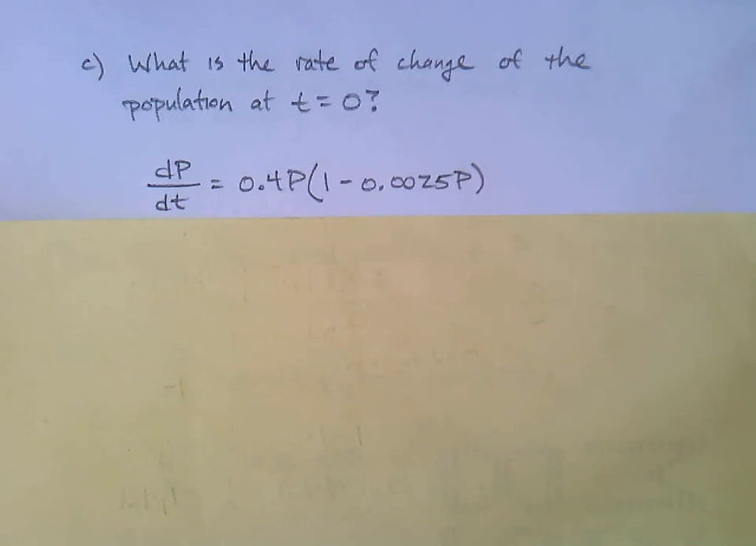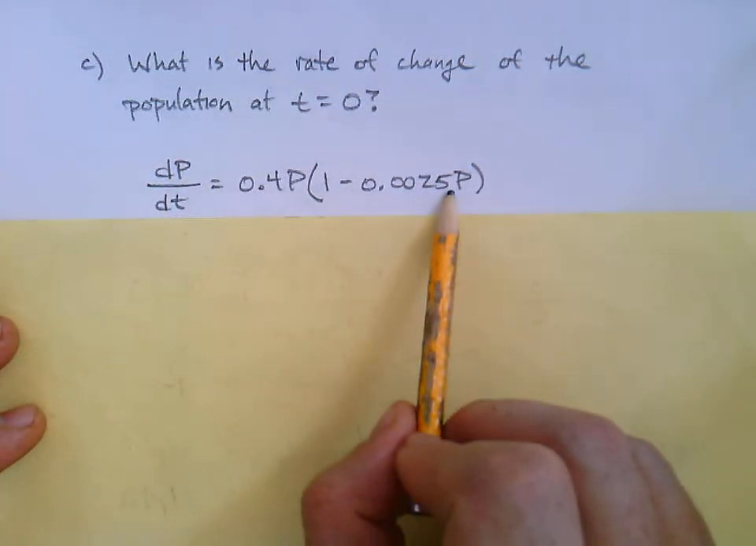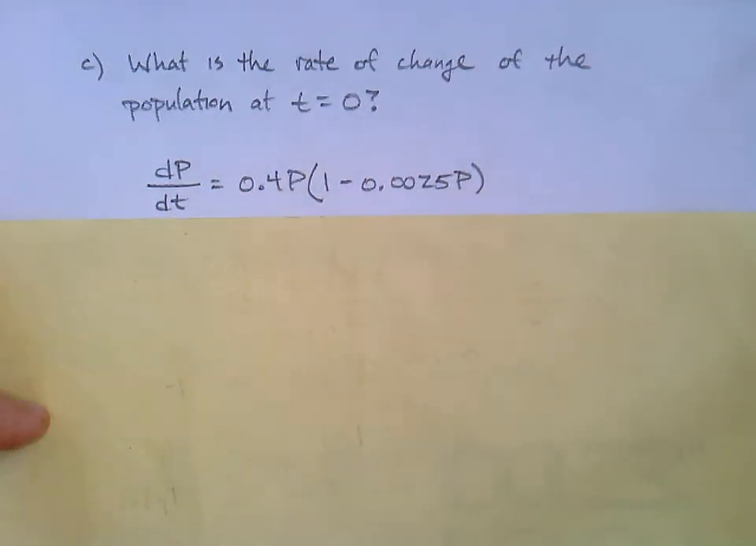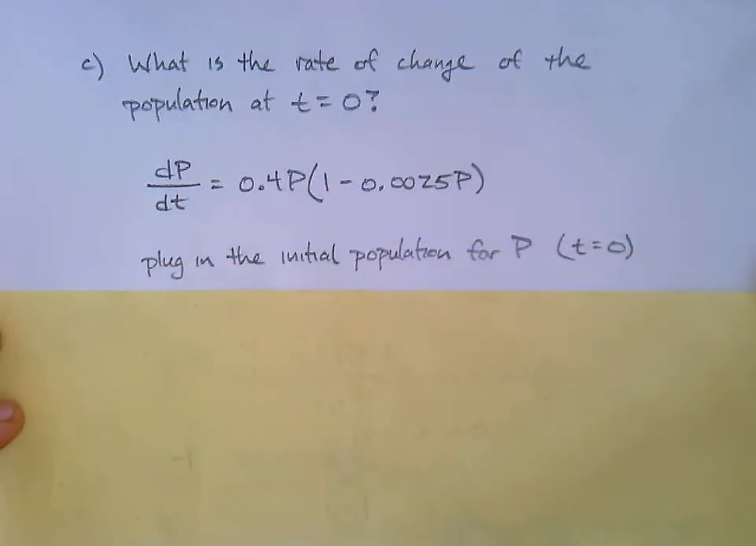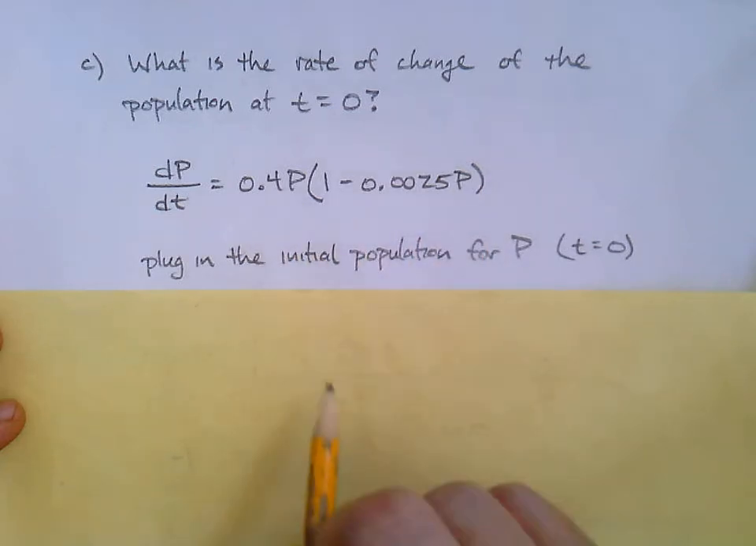And you're like, okay, well, that doesn't sound too bad. But you look for a second. Wait a second. dp over dt, there's no time here. There's no t. It's just p's. What do we do? I can't plug in 0 anywhere. Well, that's true, but do we know the population size at time 0? And of course, plug in the initial population for p, because that would represent the population at time 0.